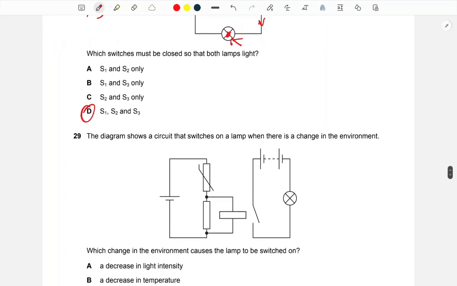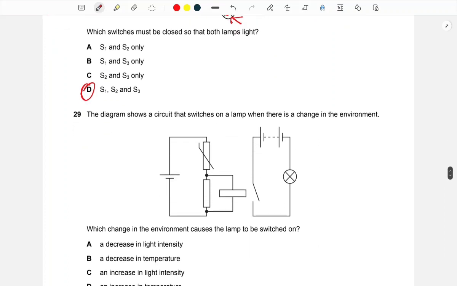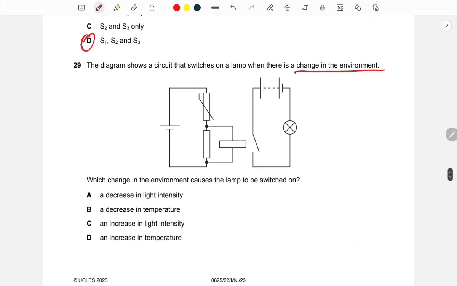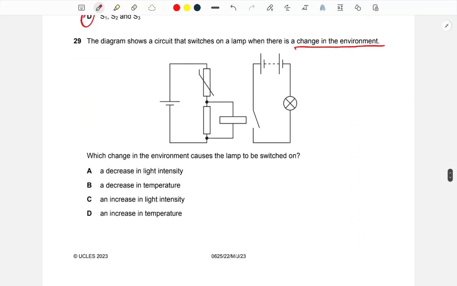Let's move on to number 29. The diagram shows a circuit that switches on a lamp when there is a change in the environment. So the lamp is switched on when there is a change in the environment. It's using a relay. Which change in the environment causes the lamp to be switched on? Now we have to be careful here. Let's see what component we're given. So this is a thermistor.